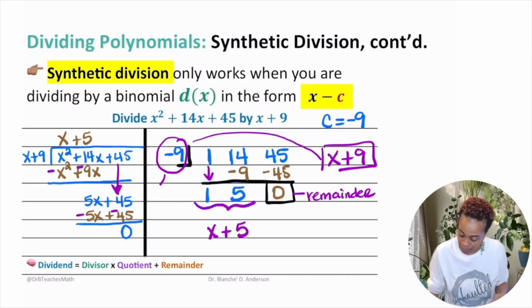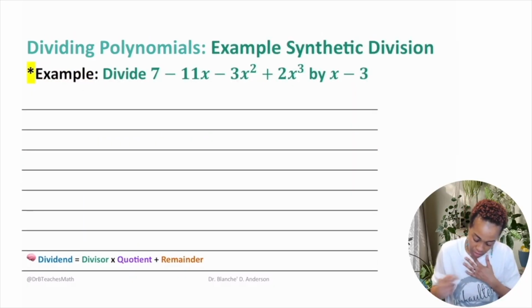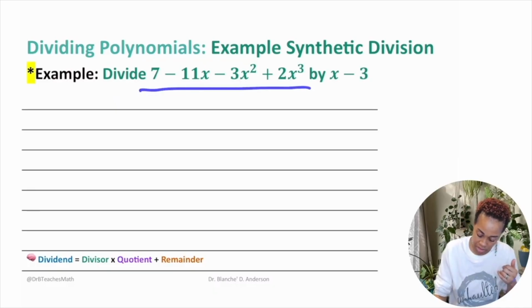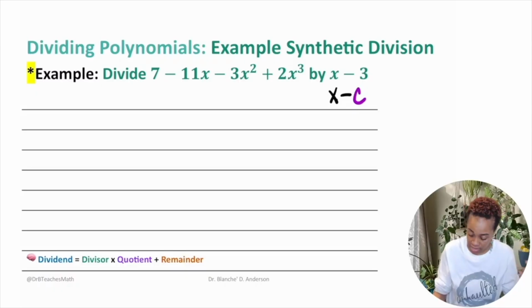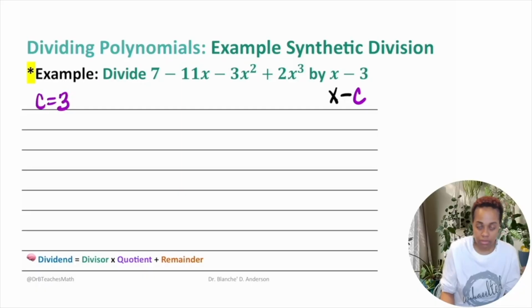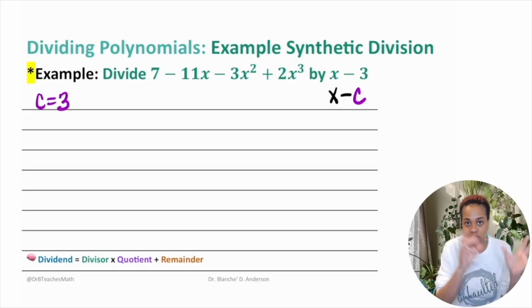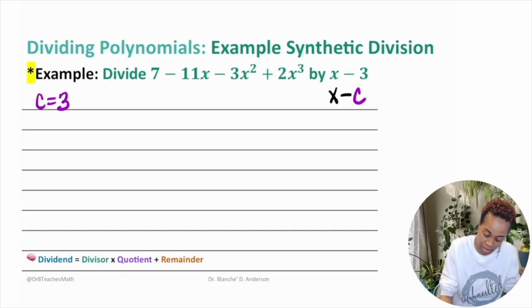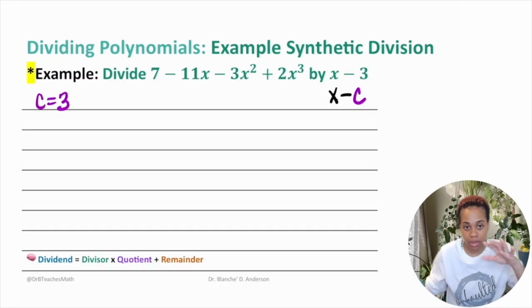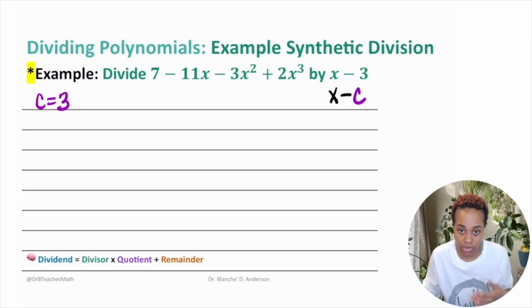Let's do another one. This one, remember, we got to put these in order. So I'm going to write, this needs to be in the form of x minus c. Is it already in that form? Yes. So that means my c is equal to 3. I don't have to say plus plus or minus minus, anything like that, because it's already in that form. And then I'm going to write it in descending power so that I can do the synthetic division, okay?